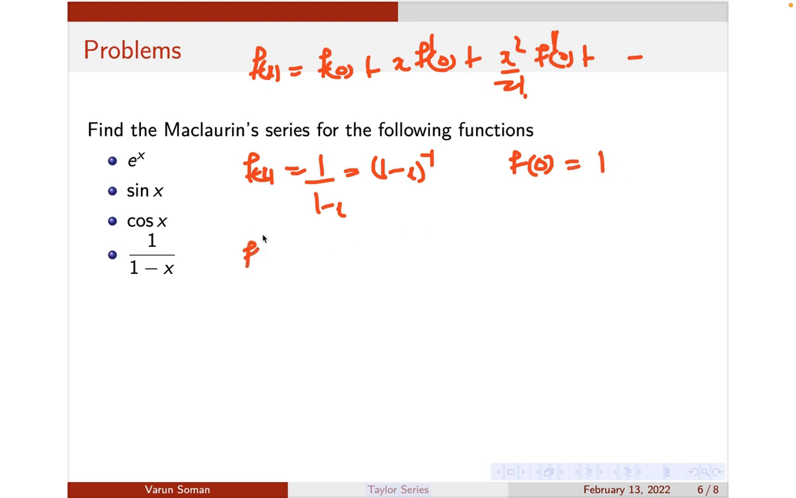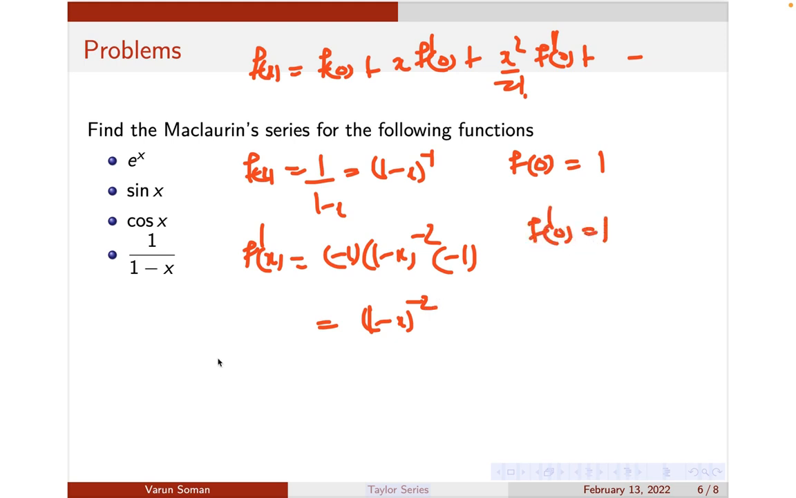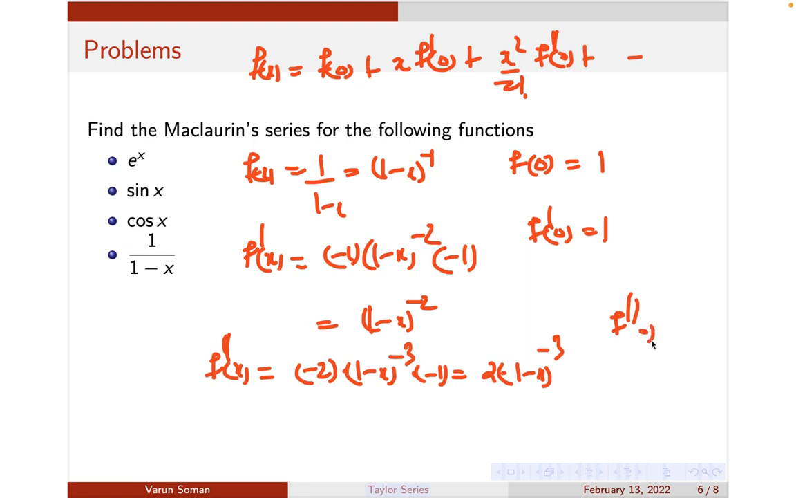Okay, and what is your f dash of x? Your f dash of x is actually, so this is of the form 1 plus x raised to n, so it is minus 1 minus x raised to minus 2 into minus 1. Okay, to balance this 1 minus x using the chain rule, you will have a factor of minus 1 there also. Okay, so this is actually 1 minus x raised to minus 2 only. So your f dash of 0 is again 1. Okay, what is your f double dash of x? F double dash of x will be minus 2 into 1 minus x raised to minus 3 into minus 1. So it is actually 2 into 1 minus x raised to minus 3. So your f double dash of 0 would be 2.